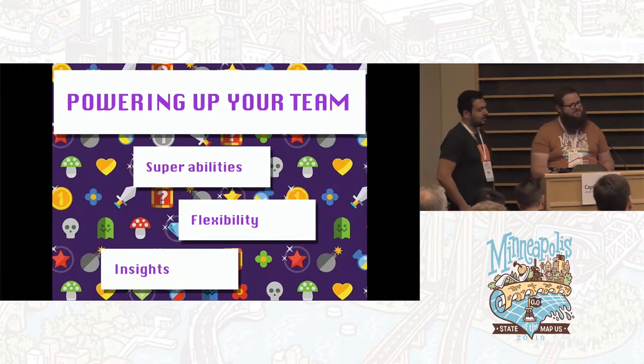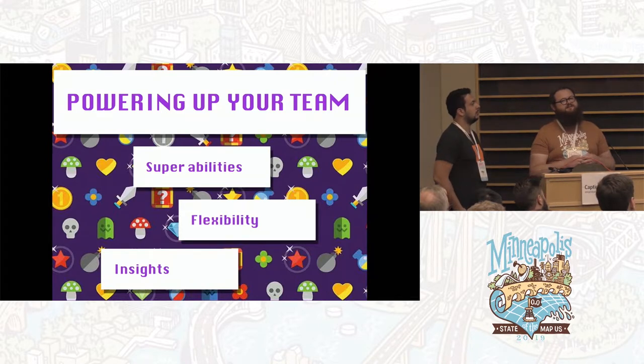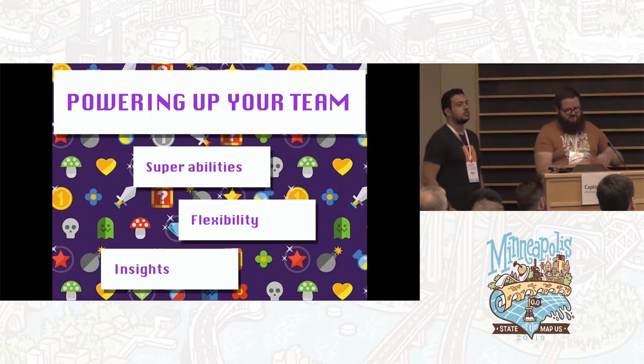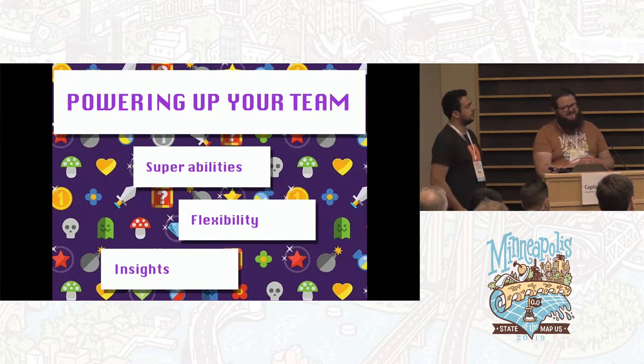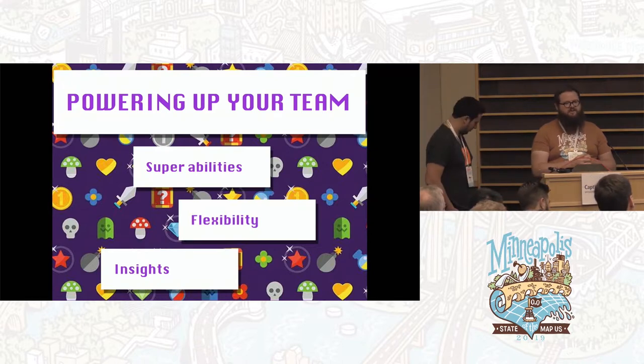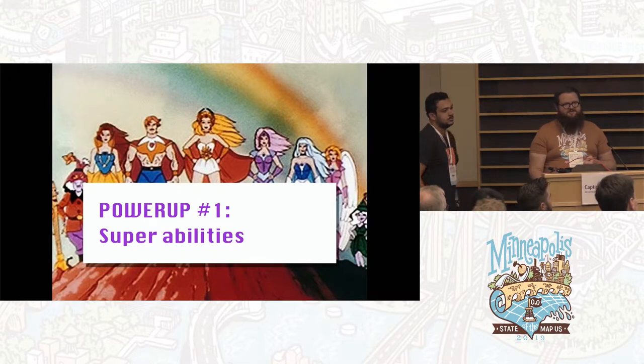So, super abilities: we're thinking about what different kinds of mapping can you do that goes beyond what you might do with public OSM. Flexibility: ways of using OSM infrastructure outside of its current use. And insights: if you're organizing a mapping team, how do you better understand what everyone is doing, what they're working on now, what they've done over the past months or years, and what they can do next? So we'll start with super abilities.